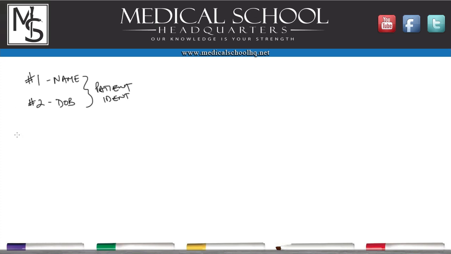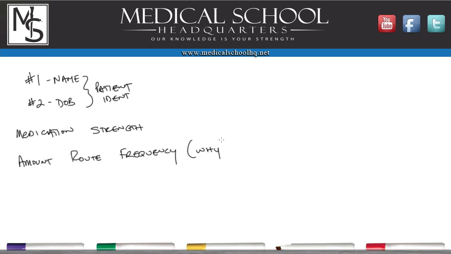So that's name, date of birth, patient identifiers, and then we get into the meat of the prescription, which includes the medication and the strength of that medication. After medication and strength, we get into the amount of the medication to be given, the route, and the frequency. Sometimes there's a Y in here as well. So medication, strength, amount. Is it one pill, two pills, a liter, any kind of like 5 cc's if you're giving pediatric doses.